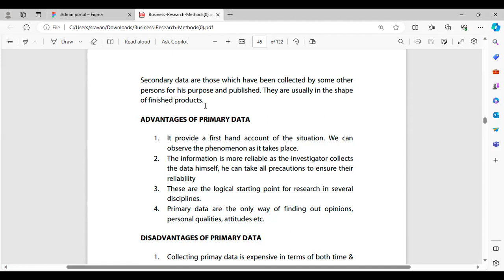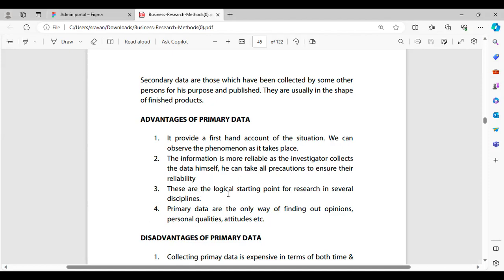Next are the advantages of primary data. The primary data advantages in some points are listed below. First, it provides a first-hand account of the situation. We can observe the phenomenon as it takes place. The information is more reliable as the investigator collects the data himself. He can take all precautions to ensure their reliability.